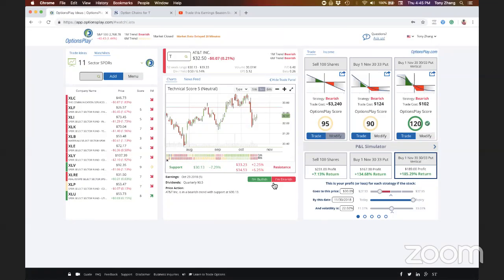So for those of you that are brand new to options play, welcome. The platform itself is divided into 3 sections. We have trade ideas and watch list here on the left. We have our security analysis panel here in the middle, and then we have trading and income here on the right.